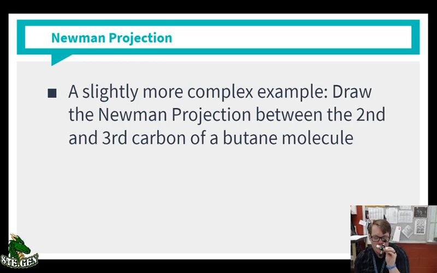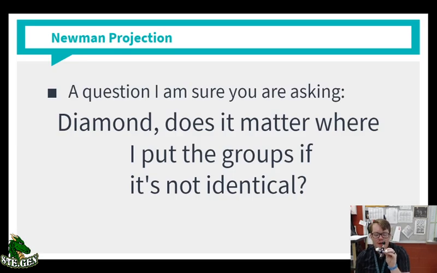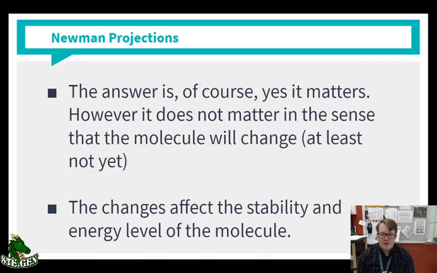But now we've got a little bit more of a problem. I'm sure you might be wondering, well, wait a minute, mine, based on how I'm holding it, has a carbon going up and a carbon going down. Can I have it this way? Or this way? Or this way? Does it matter where I put the groups if it's not all identical? And the answer, of course, is yes. It does actually matter. However, it doesn't matter in the sense that the molecule will change. Remember, this is all going to be butane. It's all 4 carbons. We're just twisting this single bond. That's not actually changing what the thing is. You're affecting the stability and the energy of the molecule.